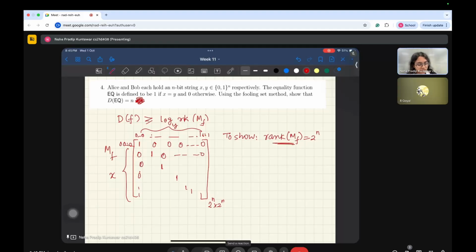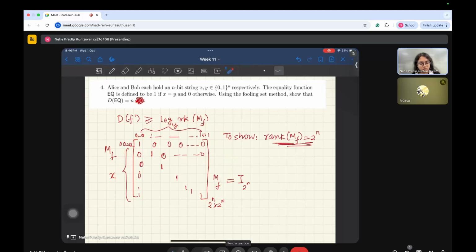So actually this is an identity matrix. Yes, the diagonals are 1, and we know that these are linearly independent. Therefore the rank is full. This is something that just follows from the fact that we know the matrix.